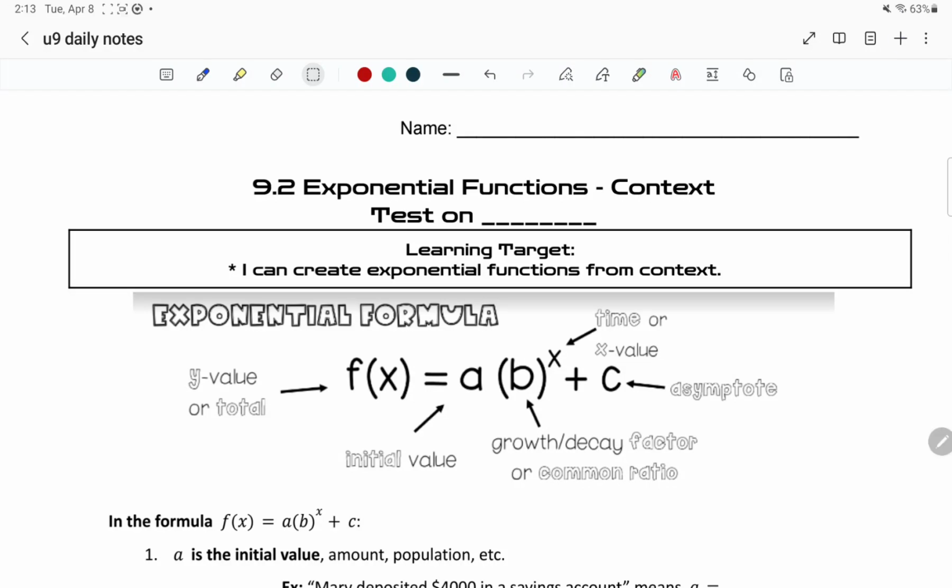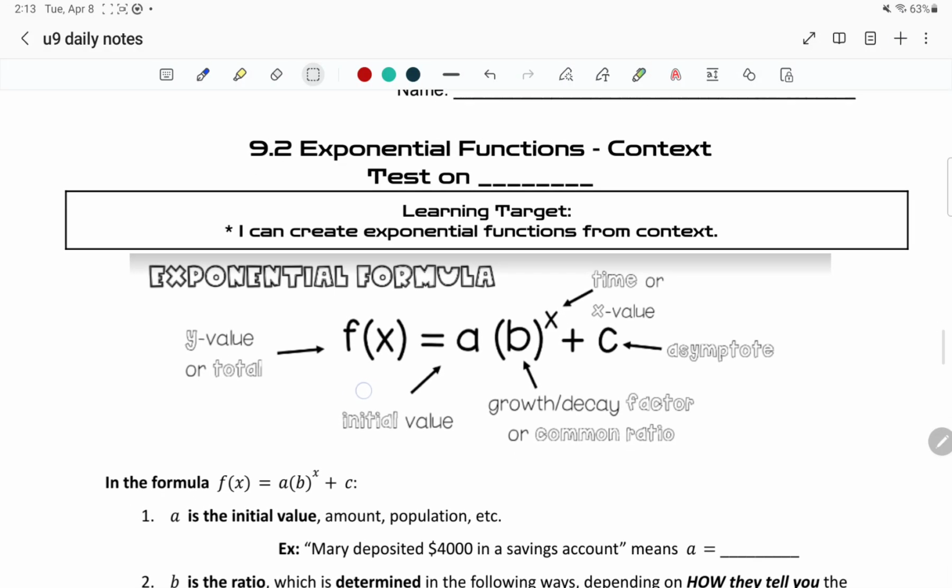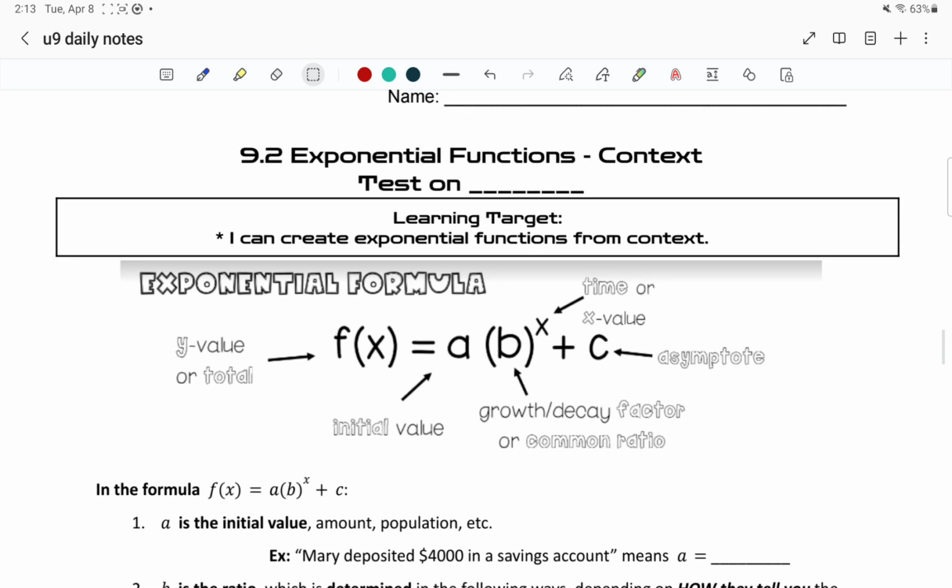Hey guys, today we're going to be doing 9.2 exponential functions in context. So before we get really into word problems, we need to know all of our pieces of the exponential formula. Today we're only going to be using a times b to the x power.